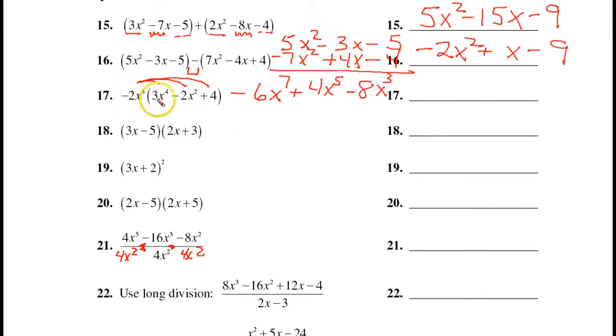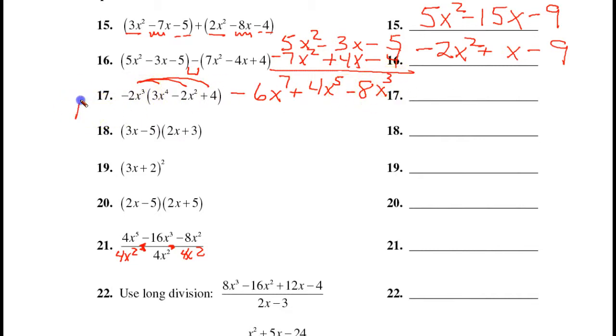So here our sign will be negative. 2 times 3 is 6, x to the 7th. Negative times negative, our sign is positive. 2 times 2 is 4, x to the 5th. Here our sign is negative. 2 times 4 is 8, x to the 3rd.